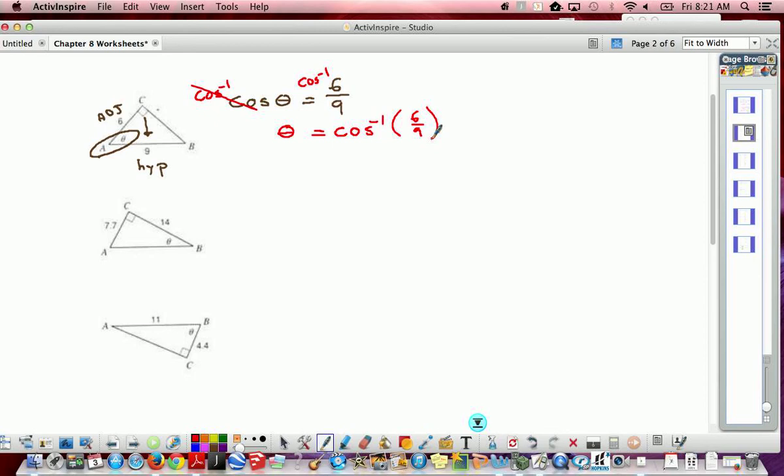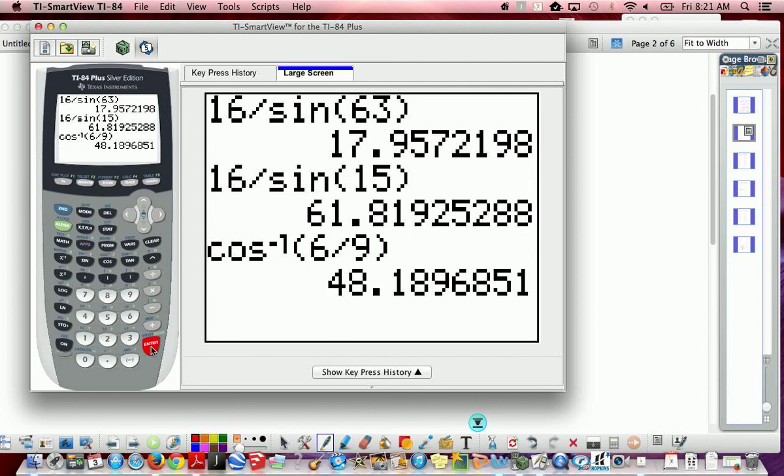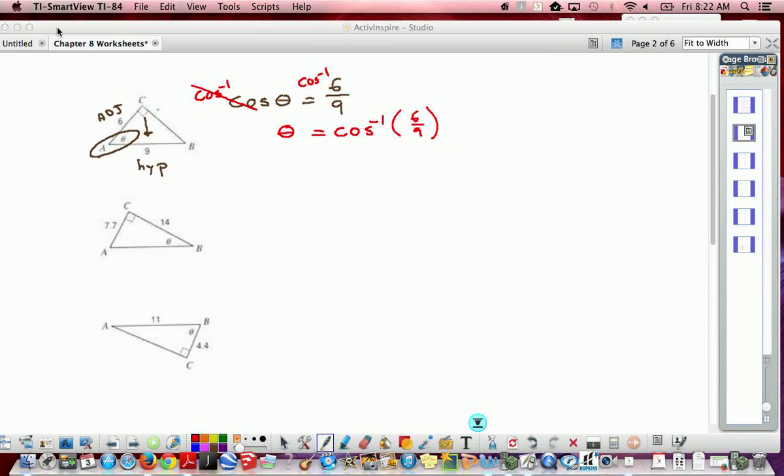So in our calculators, to do the inverses, that's where you hit your second key and whichever trig function you want. Notice how when I hit cosine, the cosine inverse, or to the -1, comes up. And I type in the fraction 6/9, close my parentheses, and I get my answer, 48.189. Remember, we're going to round to the nearest tenth, so 48.2 degrees. Theta equals 48.2 degrees.